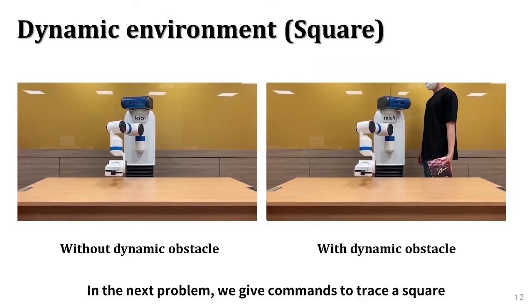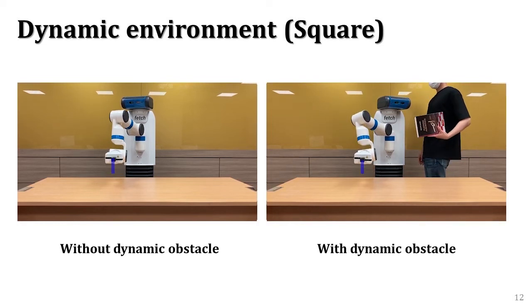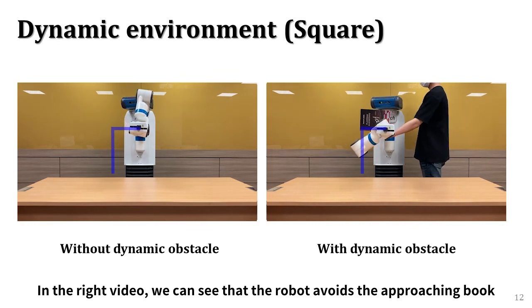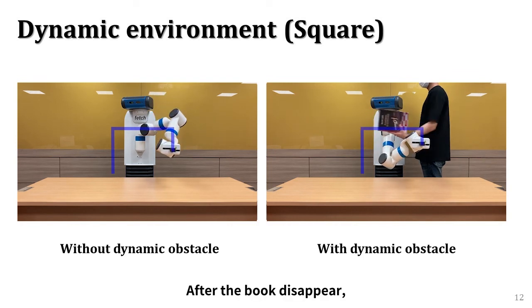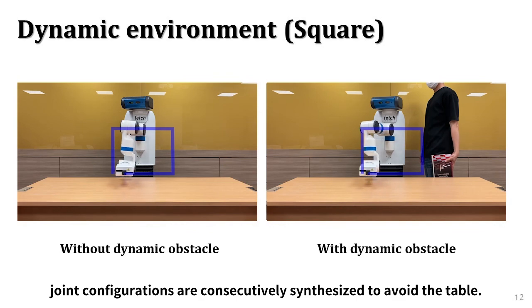In the next problem, we give commands to trace a square while avoiding the static table and the approaching book. In the right video, we can see that the robot avoids the approaching book while following the command accurately. After the book disappears, joint configurations are consecutively synthesized to avoid the table.